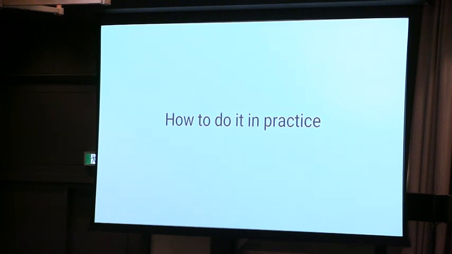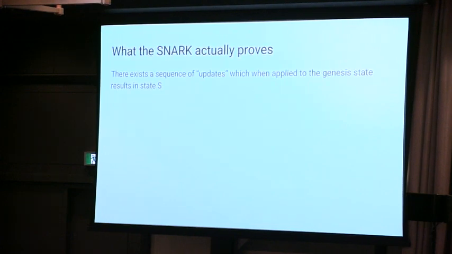So how can we do this in practice? Or what's necessary anyway? Let me say a little bit about what things are necessary to do this in practice. So what does a SNARK actually prove? OK, here's what it proves. It proves there exists a sequence of updates. Let me call them updates. I mean blocks, but let me just say updates. For some reason, it helps me to think about it more abstractly.